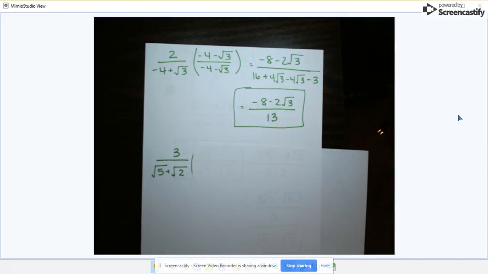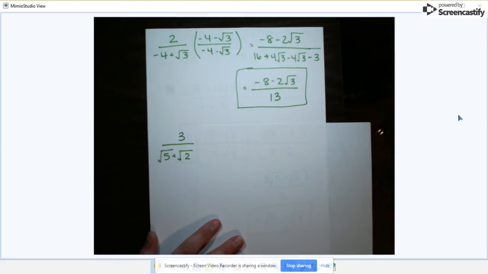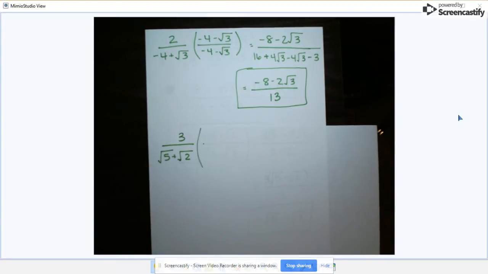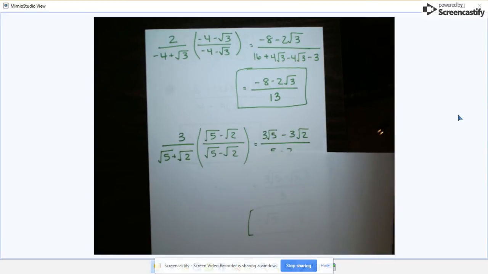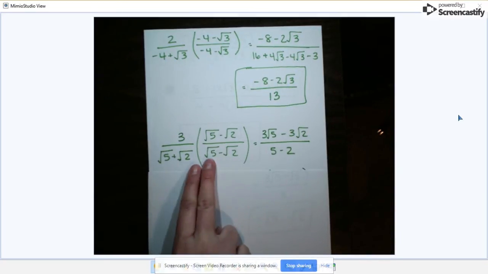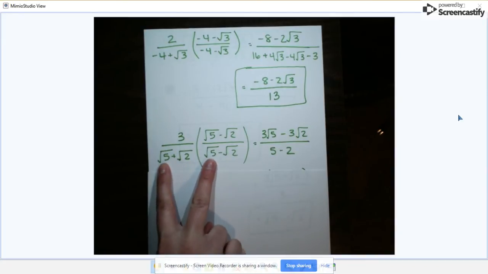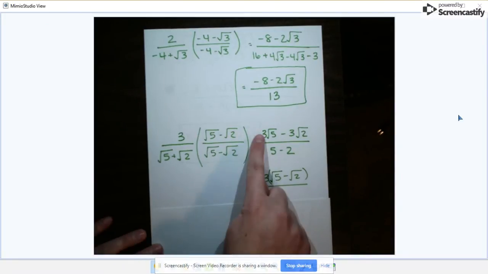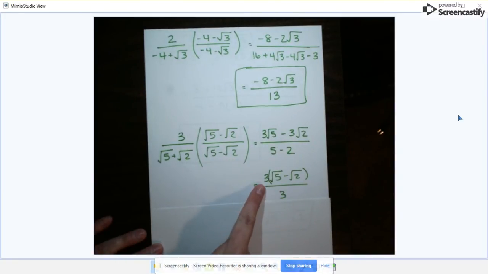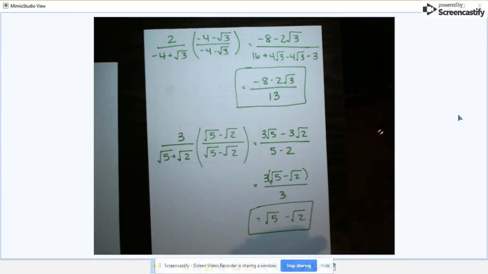Here's another example, 3 over root 5 plus root 2. Again, multiply by your conjugate, which is root 5 minus root 2 over root 5 minus root 2. The numerator becomes 3 root 5 minus 3 root 2, and your denominator, like I said, your outsides and your insides will cancel, which leaves you your first and your last, which is where I get the 5 minus 2. So we get a 3 on the denominator, and I went ahead and factored that 3 from the numerator back out so that we could simplify a little further. Then the 3's cancel, and you're left with root 5 minus root 2.